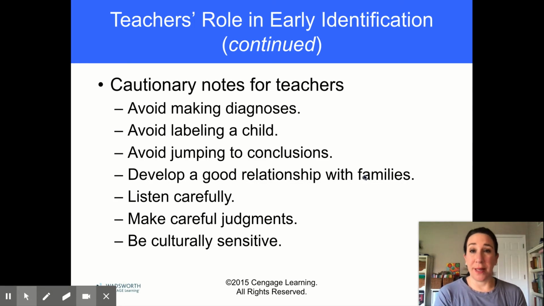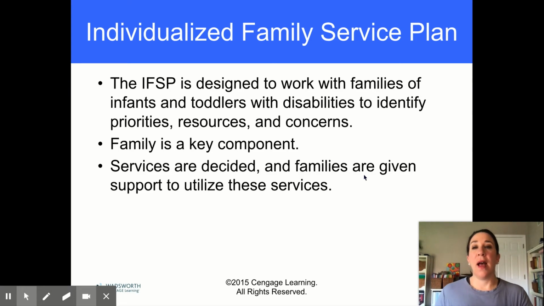That kid may be a disaster and have every sign of having autism. You know, he may not be verbal, he may be flapping his hands. It may just be a very bad day for that child, right? So that's why you need to make sure that you are seeing these issues or behaviors over a period of time, right? Developing a good relationship with families, listening carefully, making careful judgments, and being culturally sensitive.